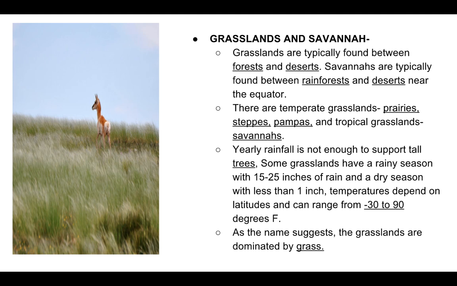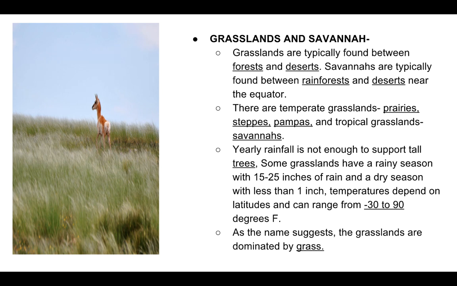Grasslands and savannas. Grasslands are typically found between forest and deserts. Savannas are typically found between rainforest and deserts near the equator. So we can look at those at different locations throughout the world. There are temperate grasslands. Remember, temperate means not too extreme. So prairies, steppes, pampas, and tropical grasslands. These are all savannas.